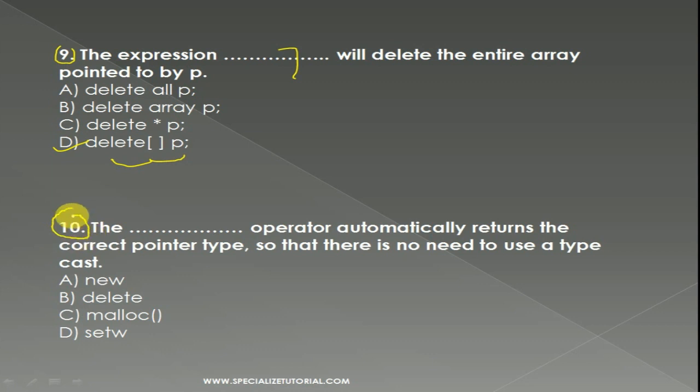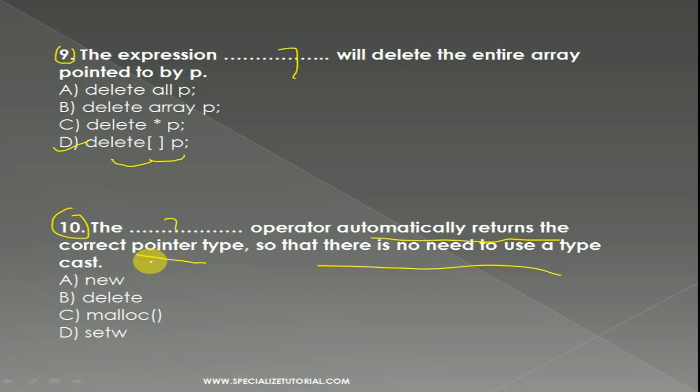Now take question number 10: which operator automatically returns the correct pointer type, so that there is no need to use typecast? There is no need to typecast, and it automatically returns the correct pointer type.